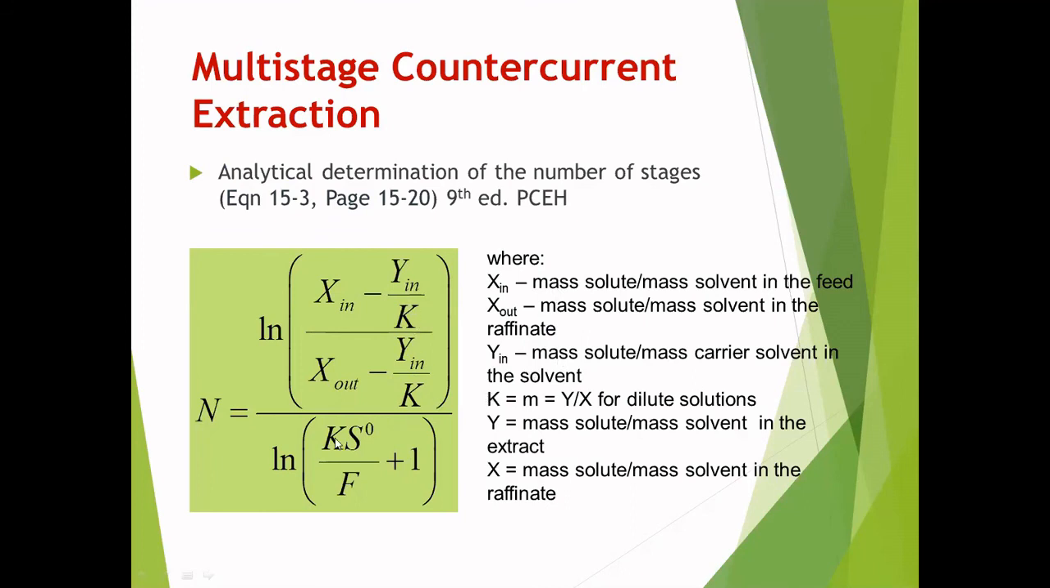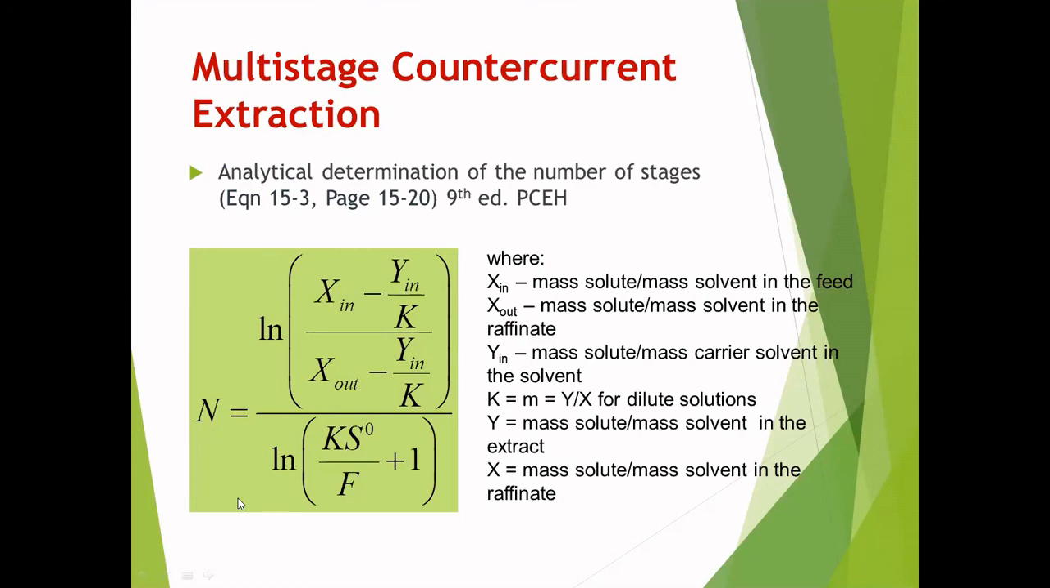The K is the distribution factor, the F is the flow rate of the feed, and S is the solvent flow rate. Now, why is this particular equation very different? Let's say, for example, you solve a problem on extraction and you use the Kremser equation in determining the number of stages graphically. Now, analytically, if you recall in gas absorption class, we also use the Kremser equation in determining the theoretical number of stages, both for gas absorption and stripping.